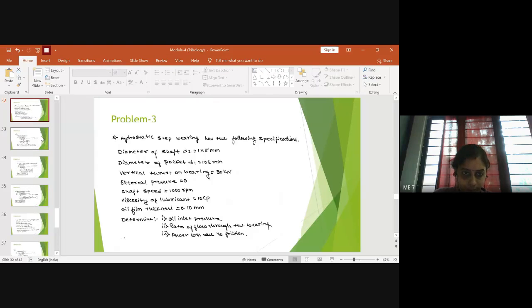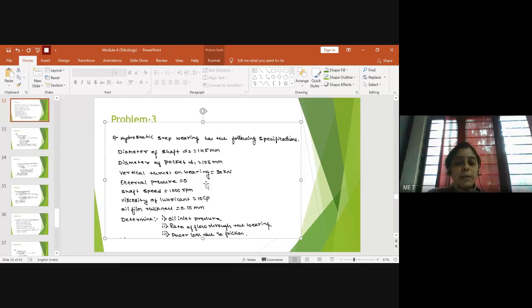So I hope this is the problem that we haven't done yet. The third problem. Yes, ma'am. Yeah. So kindly take down the question. It is again a hydrostatic step bearing with the specifications as mentioned below. You can take a snapshot or you can write down whichever is convenient to you all. So the diameter of the shaft is exactly, it's better if you write down the values directly. So diameter of the shaft is given as 145 mm.